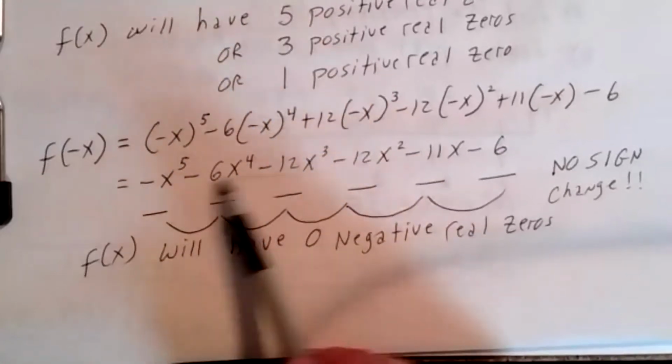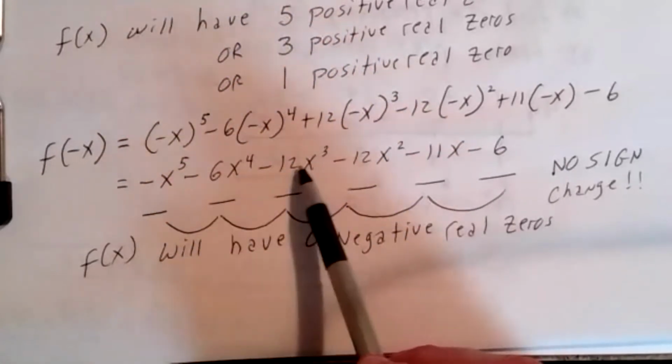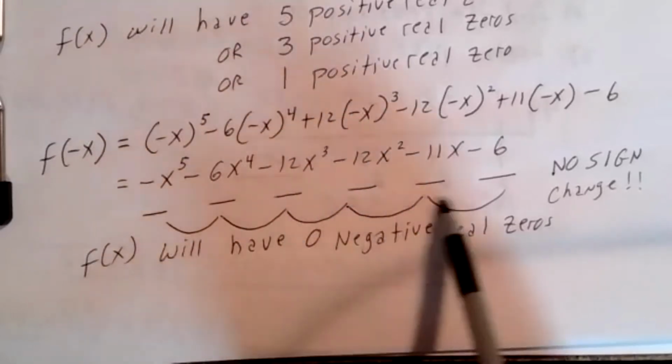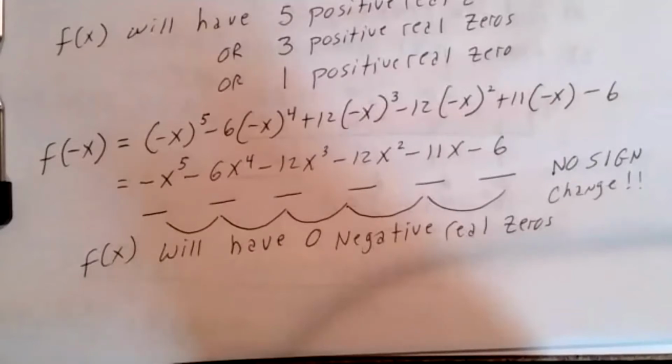If you ever have any placeholders you have to put in here, if you're missing any powers of x, ladies and gentlemen, you can count them either as a positive or a negative, to maximize the number of sign changes in f of negative x. That's what I'm saying. All right.